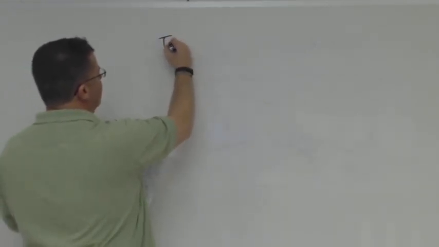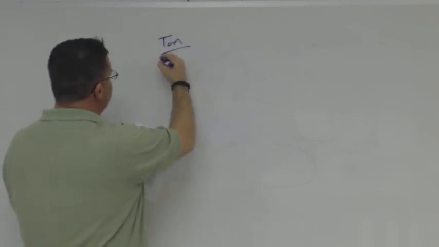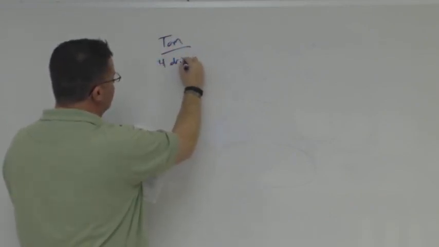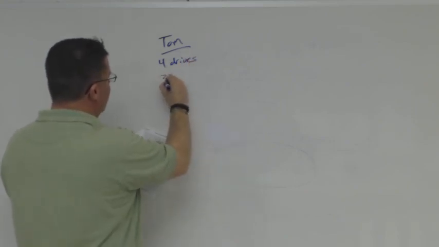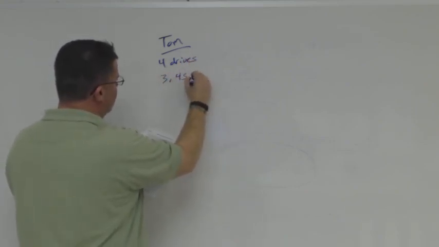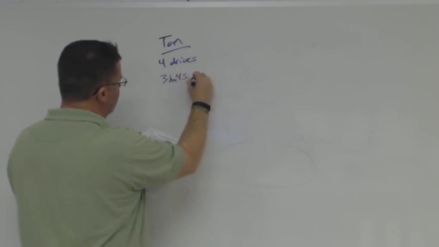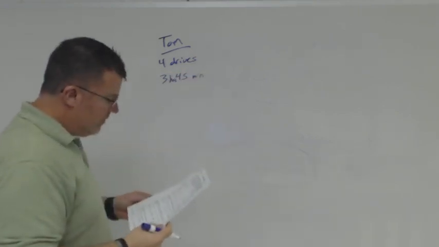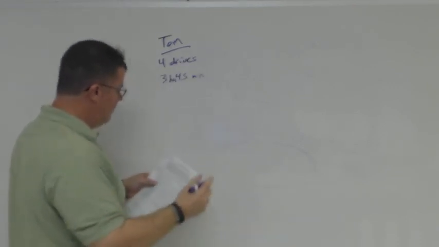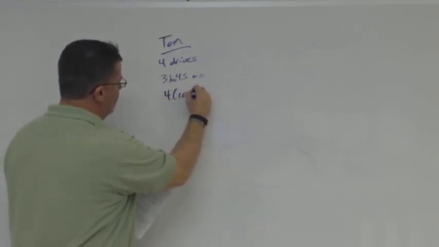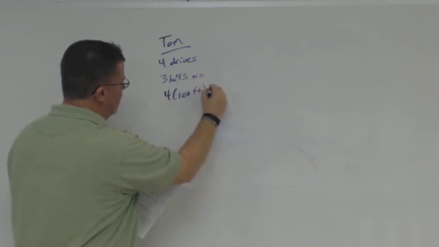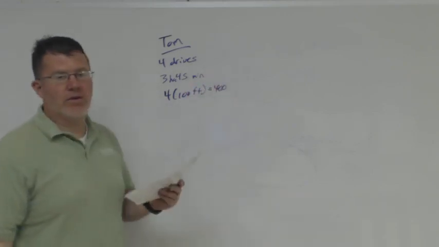He's moving some snow. He's hauling. And you might want to do this for your employees. Who gets the bonus? All right, so I'm gonna write down Tom's information here to show how we worked it. We did 4 driveways. He did it in 3 hours, 45 minutes. And he did 400 feet. He did 4 times 100 feet. He did 400 square feet of driveway.